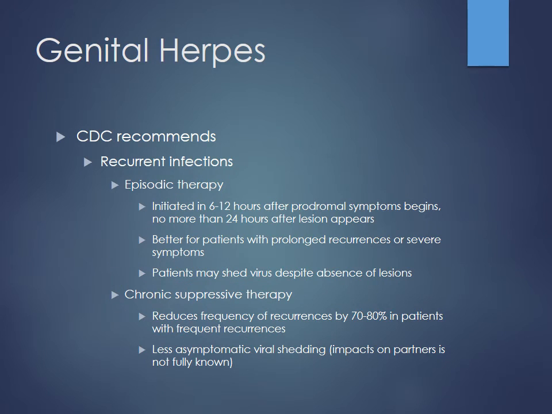For more recurrent infections, you can have two different mantras for how to treat these HSV infections. You can have either episodic therapy, which you would only use to treat once symptoms begin, or if they have a prodrome of symptoms and they know they're about to get an episode, they can go ahead and treat at that point. Or you can have chronic suppressive therapy, where they're chronically on the medication constantly. For episodic therapy, they're starting 6 to 12 hours before symptoms begin, and really no more than 24 hours after, right?